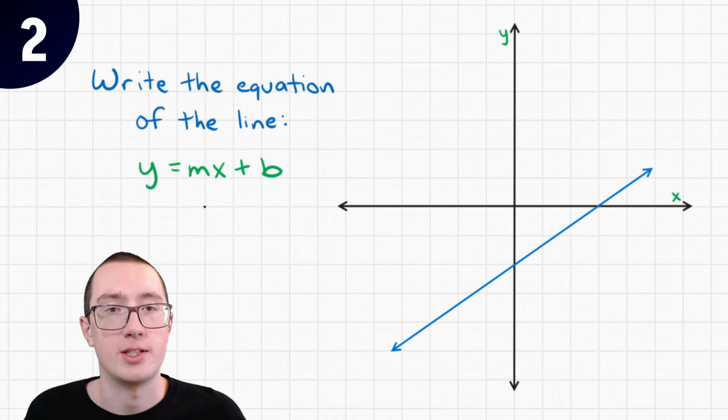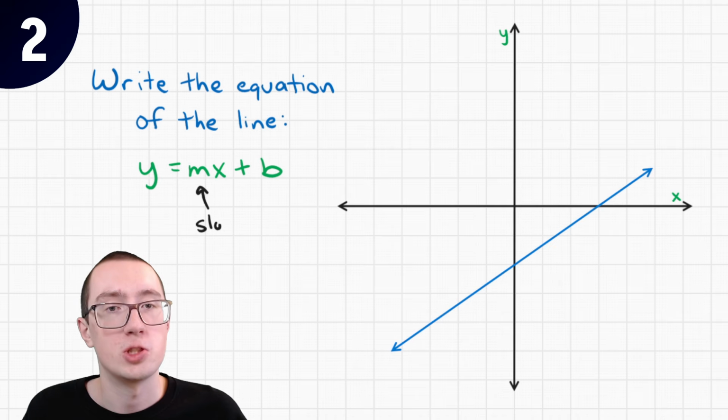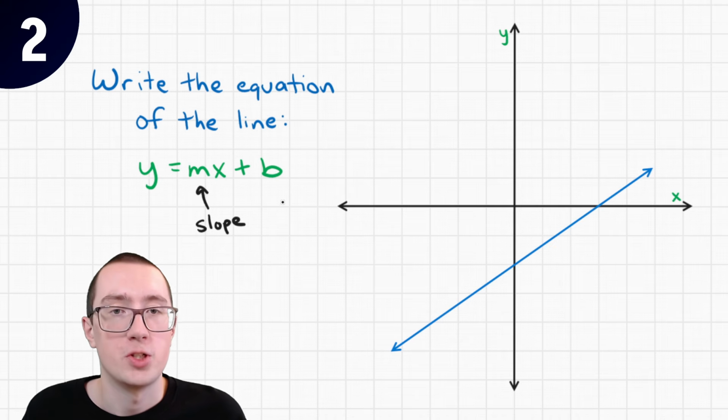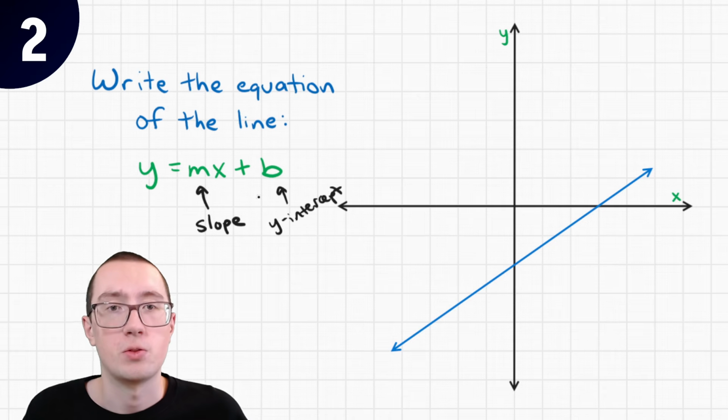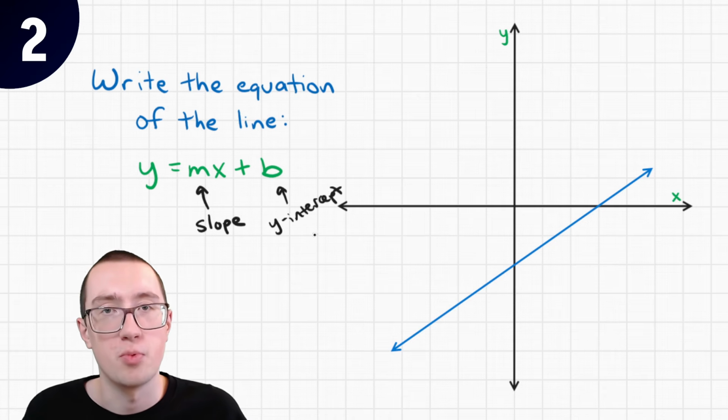So what does m stand for? Well, m obviously stands for slope. And they didn't do much of a better job with b because b stands for y-intercept. So to figure out the equation of our line, we first have to figure out the slope and the y-intercept.